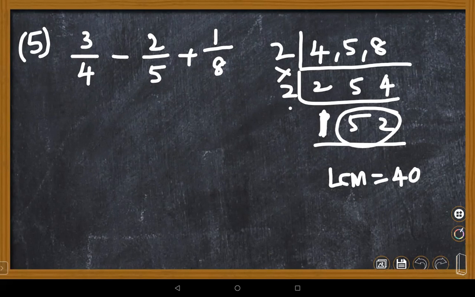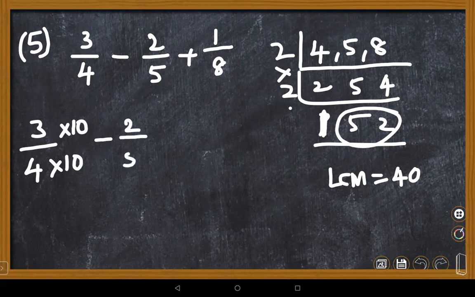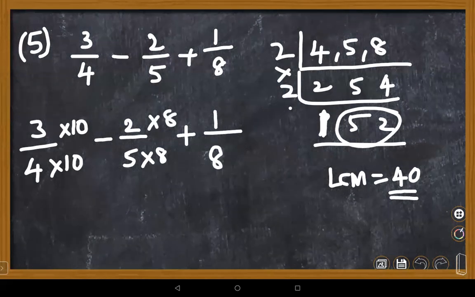So the first fraction, 4. To make 4 into 40, how many times? 40 by 4, 10 times, right? Yes, ma'am. So the second fraction's denominator is 5. In the 5 table, when will you get 40? Ma'am, 5 8s are 40. So 8 you need to know. The last fraction's denominator is 8. When 8 becomes 40, ma'am, 5. So 5 both.